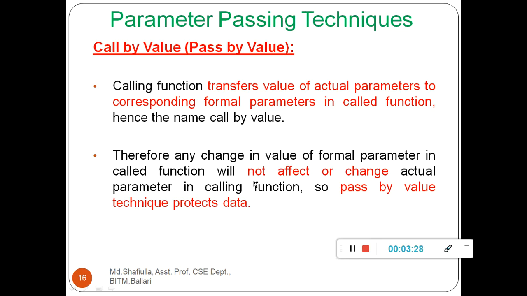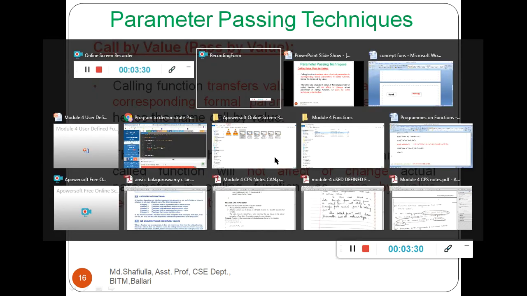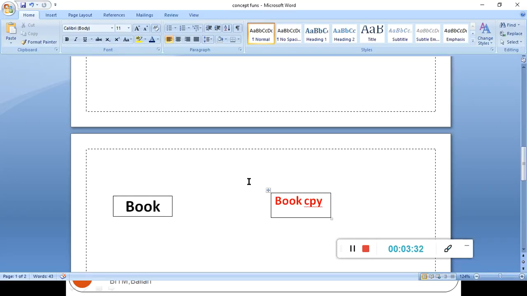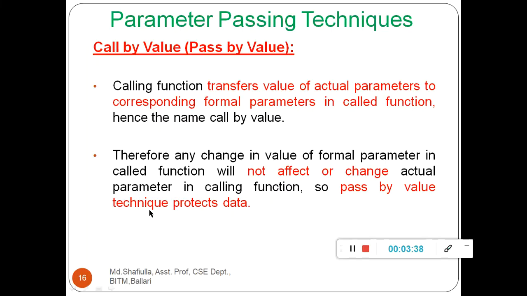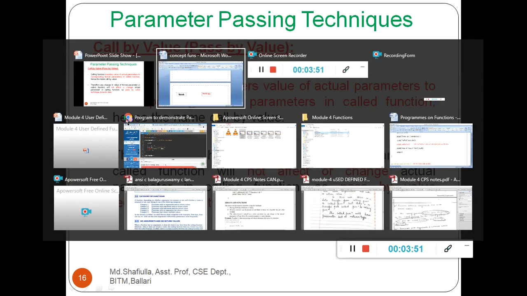Am I right or not? I gave you an example: when they try to change this book, the original book remains unchanged. So any change in the formal parameter will not alter the actual parameter. We say that the pass by value technique protects data. Fine, so this is about the call by value technique. I hope you have understood this.